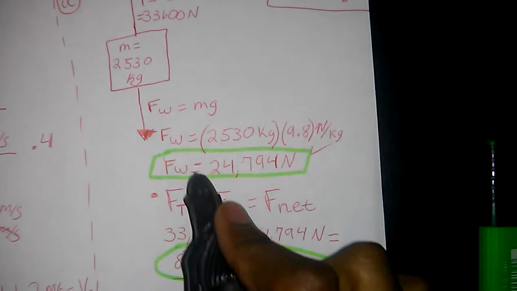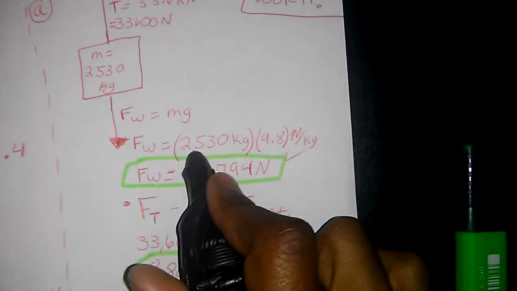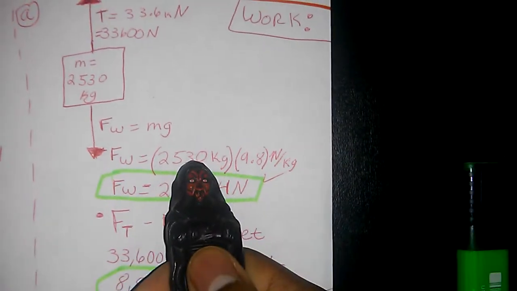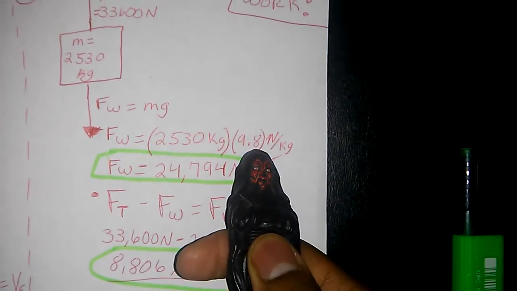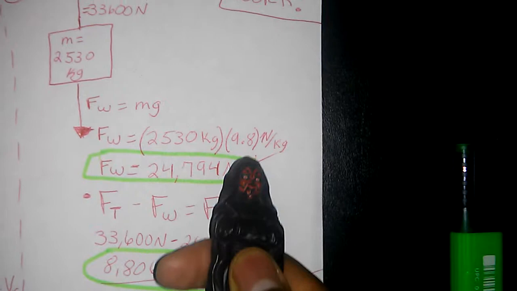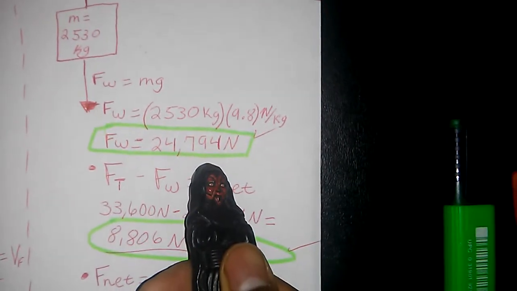And then you kind of plug and play a little bit. F_W equals mg. Go ahead and plug in your mass. Go ahead and plug in what is understood to be gravity, 9.8 newtons per kilogram. Kilograms cancel out. Bam, you got your F weight.